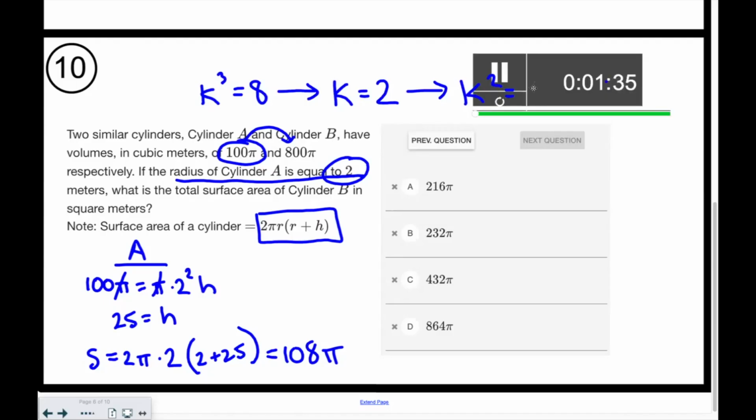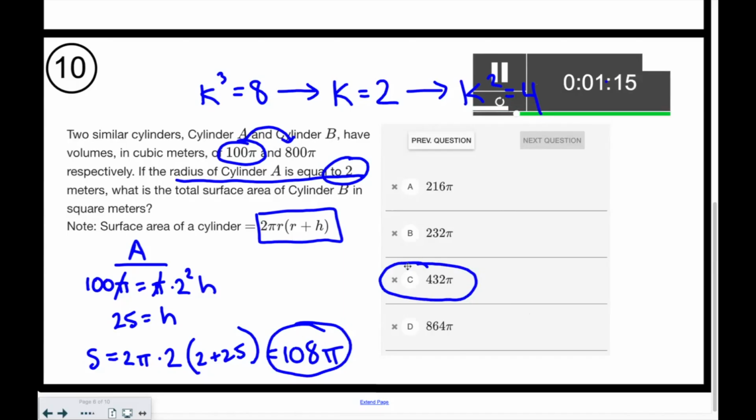So now it's 4. That means that the area of the first cylinder is going to get multiplied by 4. And if you multiply 108 pi by 4, you get 432 pi. Another thing that you could have done, if that was confusing, was figure out that the scale factor was 2, and then multiply the height by 2 and the radius by 2 and just find the surface area that way. But either way, the answer is 432 pi.